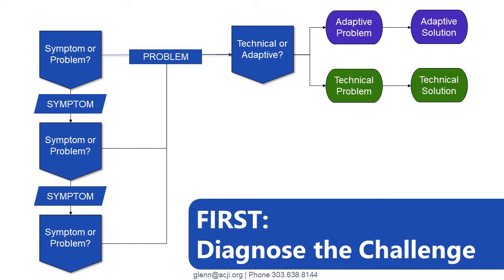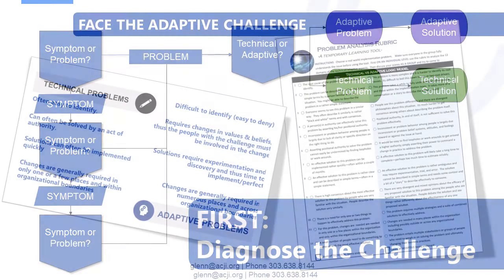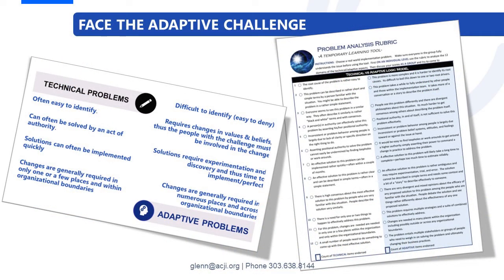Adaptive solutions are needed when we have adaptive problems, and those require experimentation and discovery, and they take time to perfect, and it's not real clear. In the Academy version of implementation leadership, we have a tool or a rubric that we give people to take a problem situation and go through some checking and to make sure that they effectively diagnose the problem.